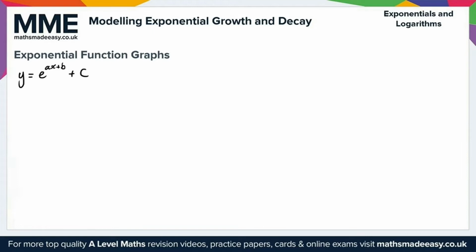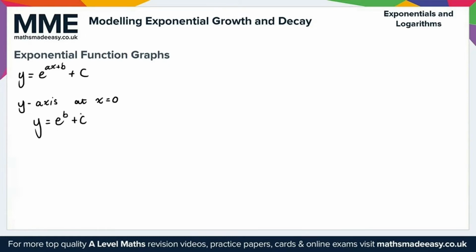The first thing we want to do here, step 1, is find where the graph intercepts the axes. The y-axis is when x equals 0. So the y-intercept is simply, placing x with 0, y equals e to the b plus c.